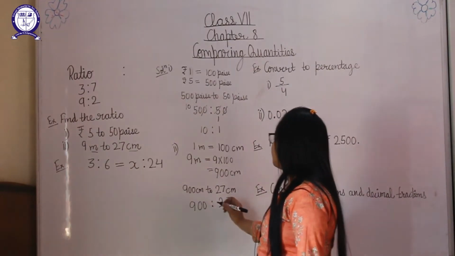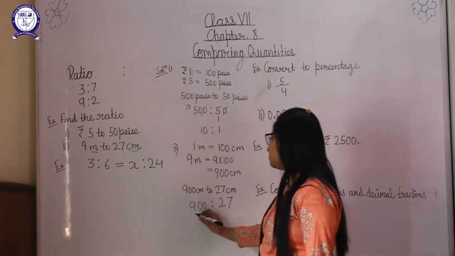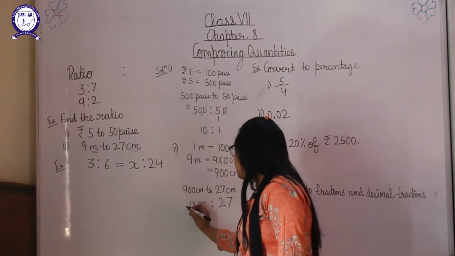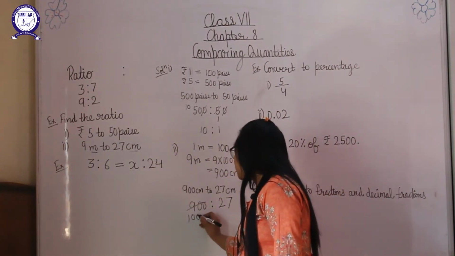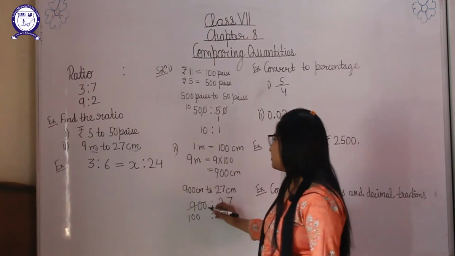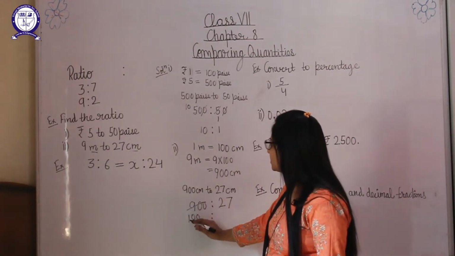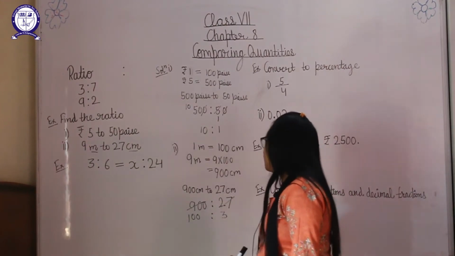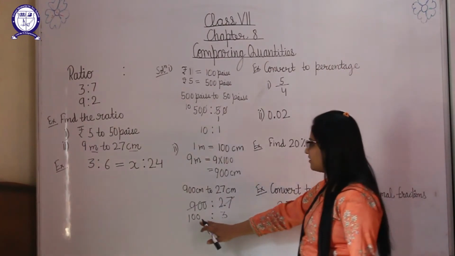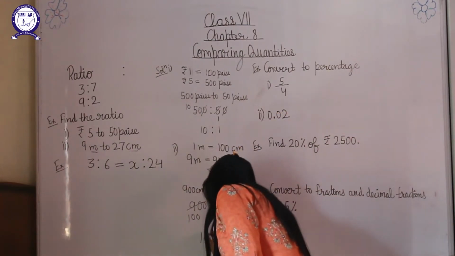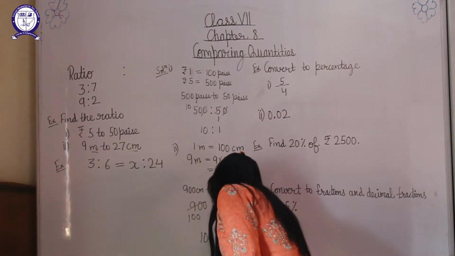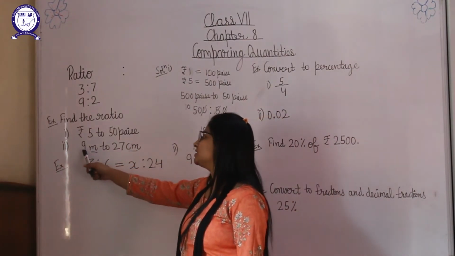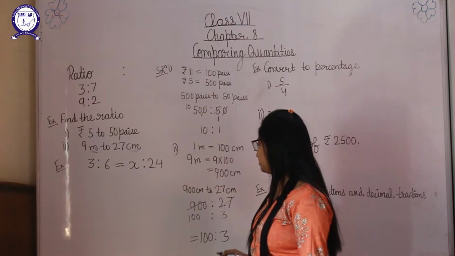Okay, now if we want to solve these, both can be divided by 9. So here 9 can be cut with 900 and we will get 9 1s is 9 and 2 zeros are with this, and here 9 3s will be 27. So what is the answer left? 100:3. So our answer is 100:3 for the second part, that is 9 meter to 27 centimeter.